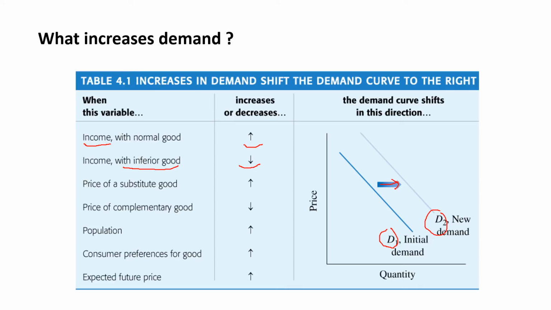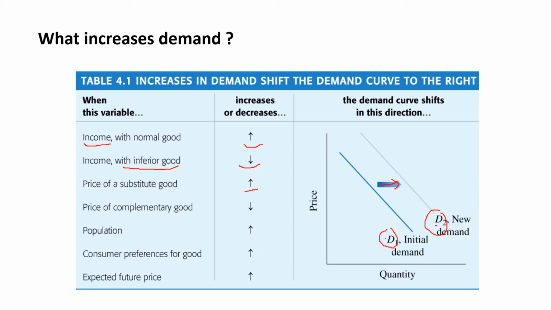So over here, the demand will increase for inferior goods when your income decreases. If your income decreases, that means the demand for inferior goods will increase, and this will cause a shift of the demand curve to the right. The price of the substitute product: if the price of, let's say, Pepsi increases, what will happen to the demand for Coca-Cola? It will increase as well, so it will shift to the right. It will move from D1 to D2.